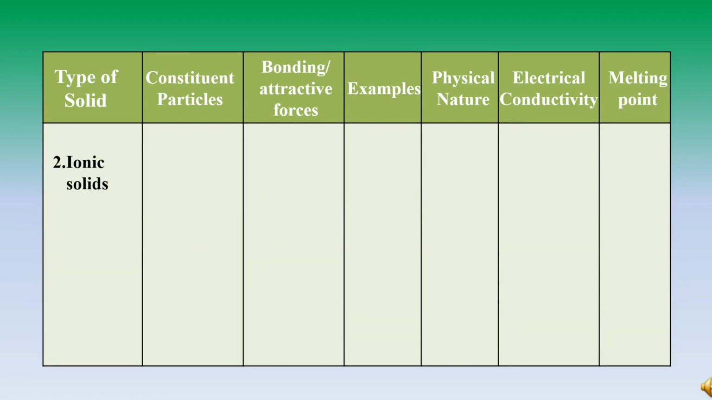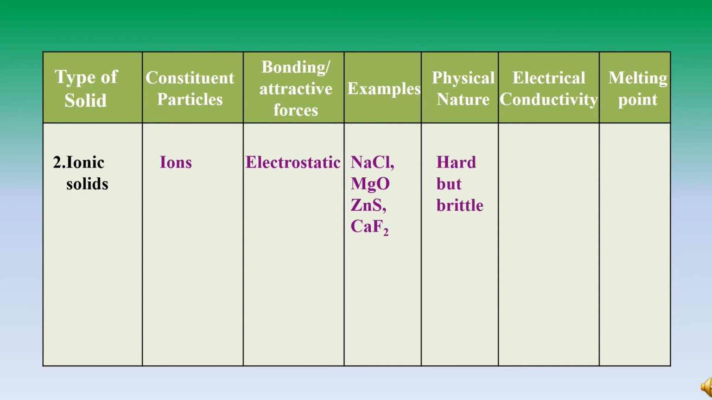The second type of crystalline solid is ionic solid. Here the constituent particles are ions, that is cations and anions. The attractive force is electrostatic force or Coulombic force. Examples are NaCl, MgO, ZnS and CaF2. There are many examples, but we are taking some. The physical nature is hard but brittle.